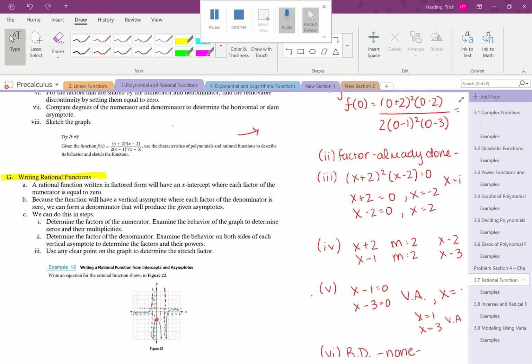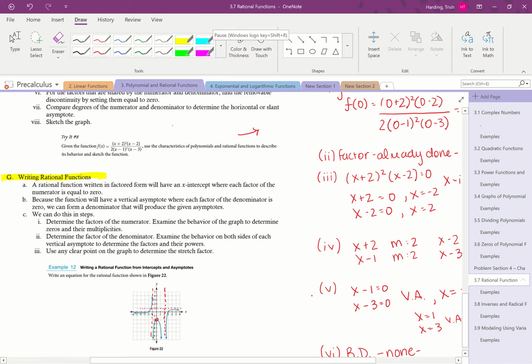If the top power is bigger than the bottom power, then there is no horizontal asymptote. But if the top power is less than the bottom power, we will have a horizontal asymptote at y equals 0. So while we don't have a horizontal asymptote when the top is bigger, we can divide, which will give us a slant asymptote. So let's evaluate these.